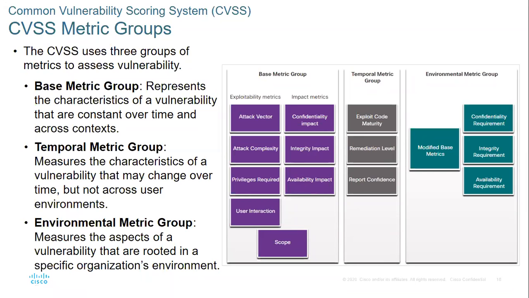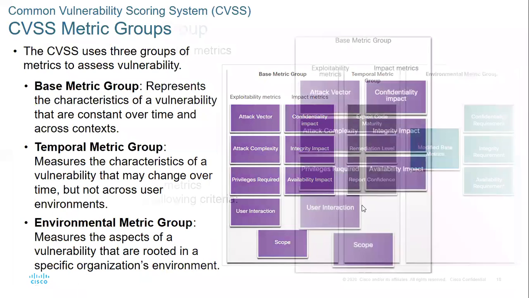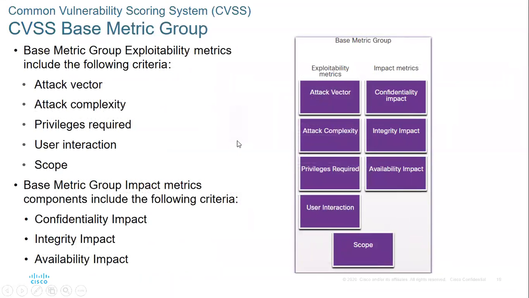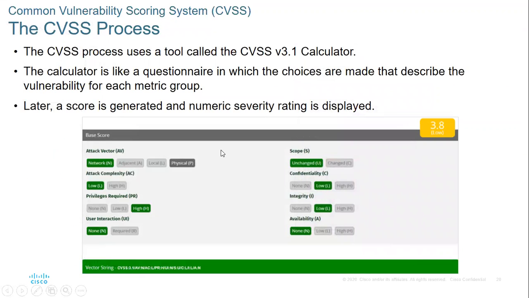And then the temporal metric group deals with the exploit code maturity, remediation levels, and what is known as the report confidence. Environmental metric group, this is where we have the modified base metric, and then confidentiality requirement, integrity requirement, and availability requirement. So I did explain about these already.